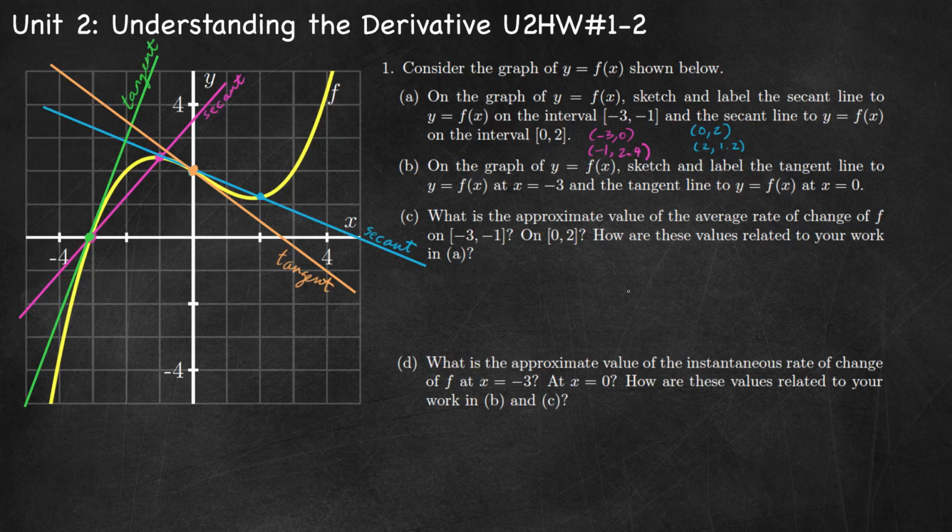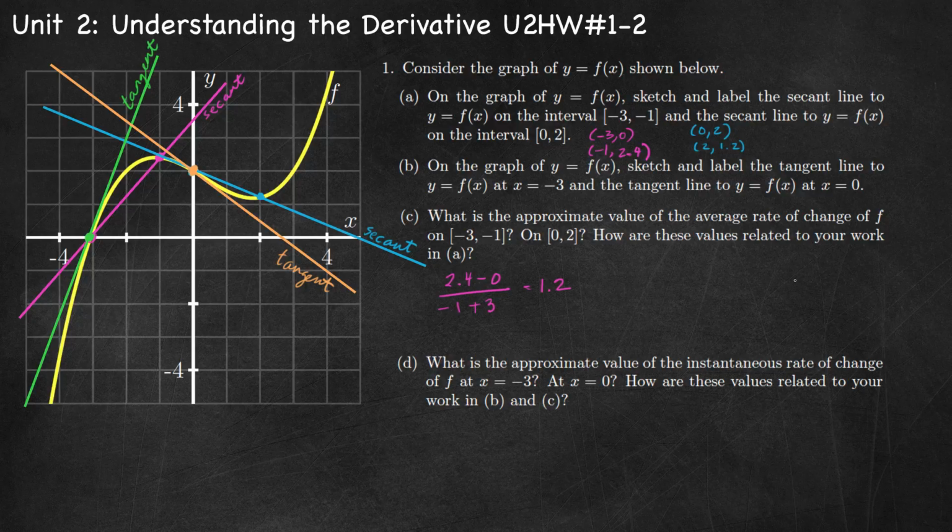At x equals 0, our tangent's going to be about right there. Part C, what's the approximate value of the average rate of change of f on the interval from -3 to -1? Well, to find that, we're going to use our average rate of change formula, which is f of b minus f of a divided by b minus a. So on the interval from -3 to -1, I wrote down the coordinates of those points. I would subtract my y-coordinates, so we'd have 2.4 minus 0 over -1 minus -3, which is 1.2. So the average rate of change is approximately 1.2 on the interval from -3 to -1.